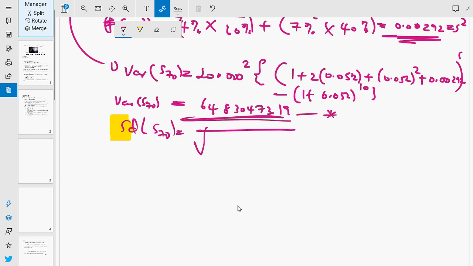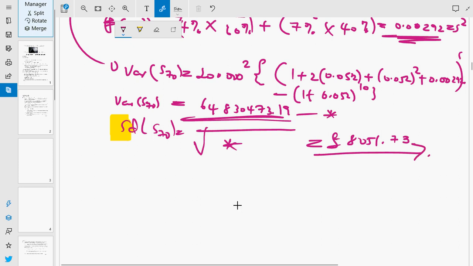I'm going to call this value star. You have to take the square root of star. So that is not difficult. You're going to take your calculator and punch that, and you're going to get 8051.7374, rounding off to 2 decimal places. And there you have it. Now that wasn't very difficult.